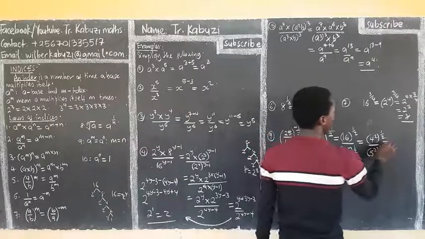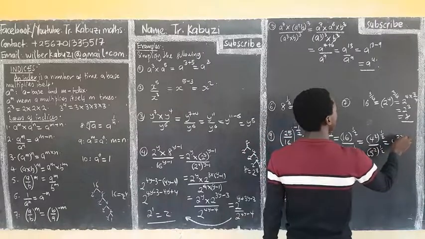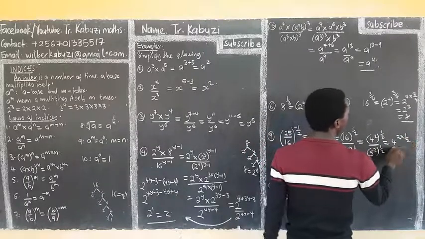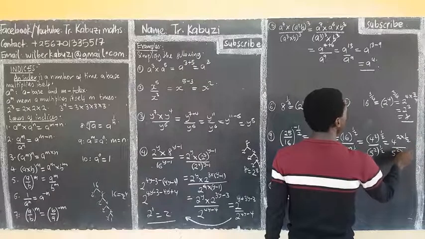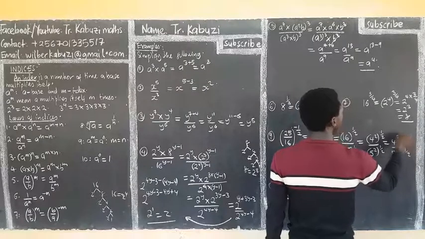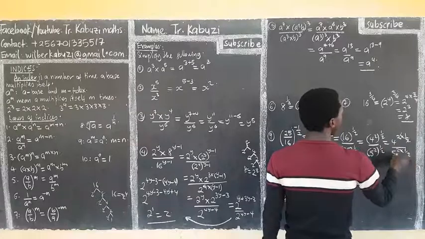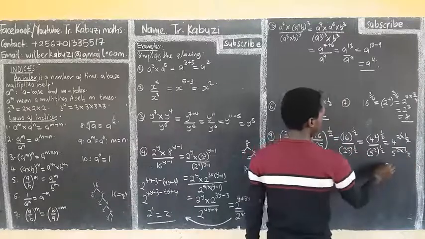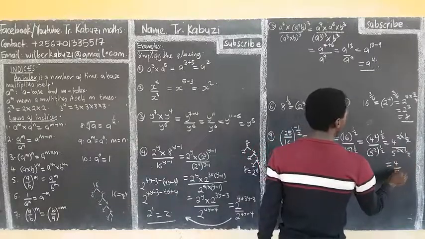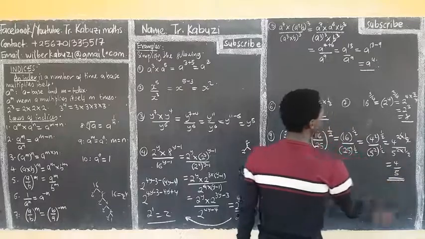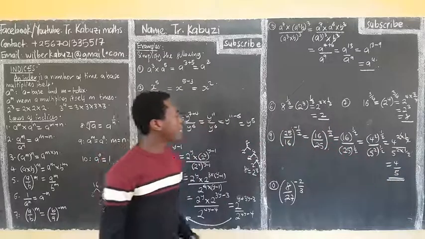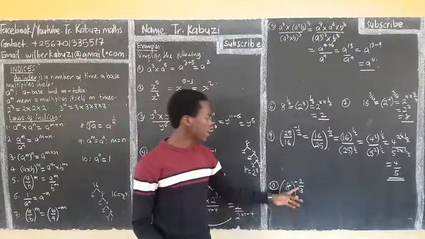Then they multiply. So 4 power 2 times half over 5 power 2 times half. This and this cancel. This and this cancel. And the only thing surviving is 4 over 5. That becomes our answer.